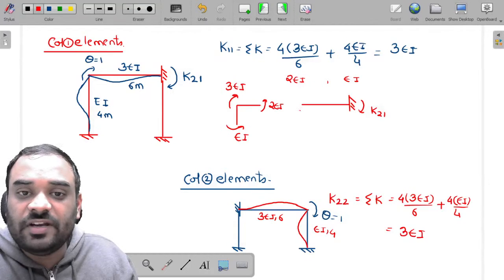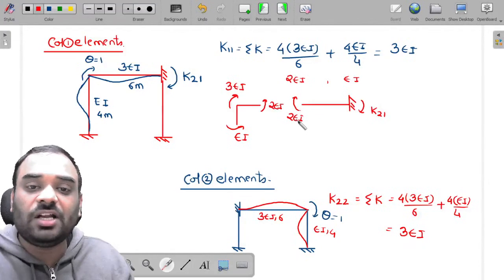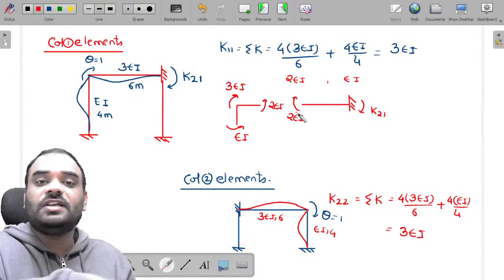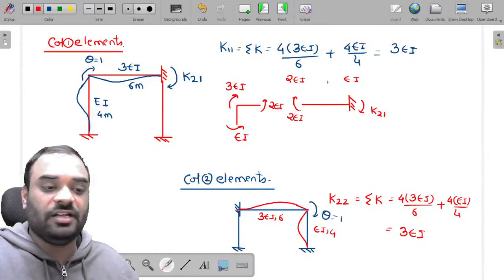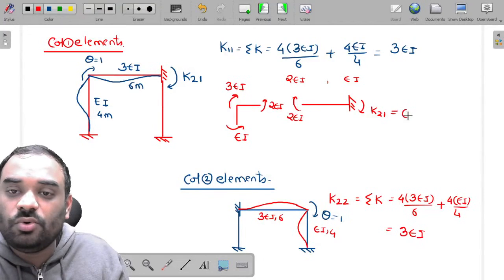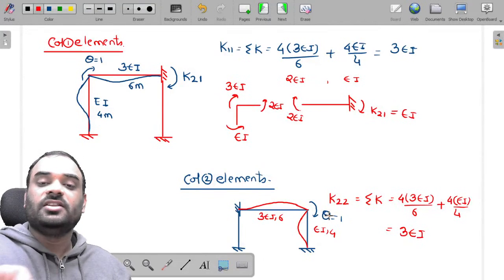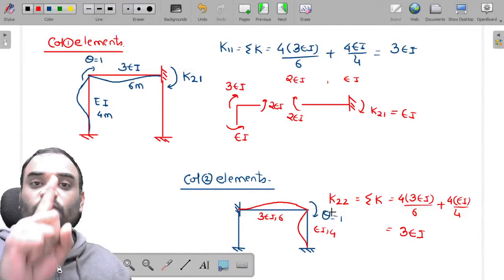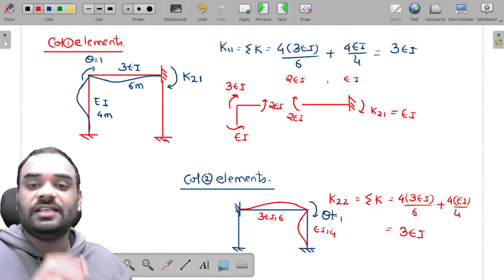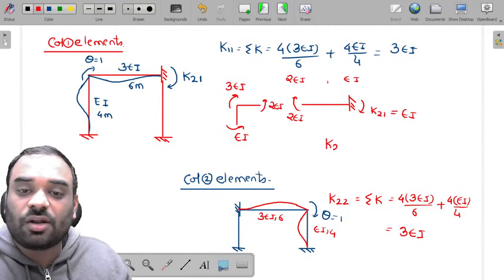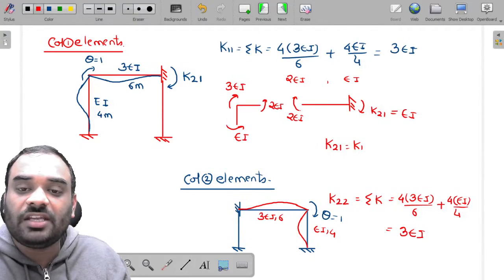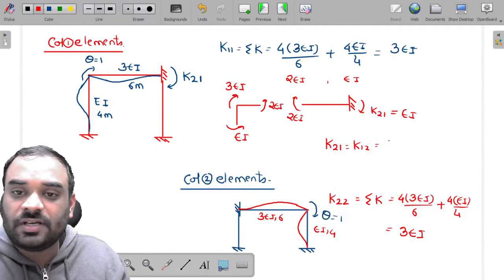So similarly, my dear friends, it is 2EI. Now if you apply a 2EI moment over here, what is the carryover moment at the far end? It is half of that, which is equal to EI. So definitely K21 is equal to EI. It means 1. And similarly, we can say that diagonally opposite elements are always the same. So K21 and K12 are equal to how much? Sir, it is EI.